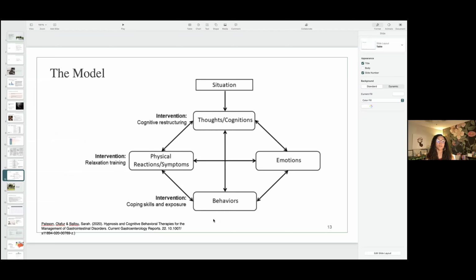And so I wanted to just review or reintroduce the general model that we're working with, where cognitive behavioral therapy says, okay, most situations are neutral.